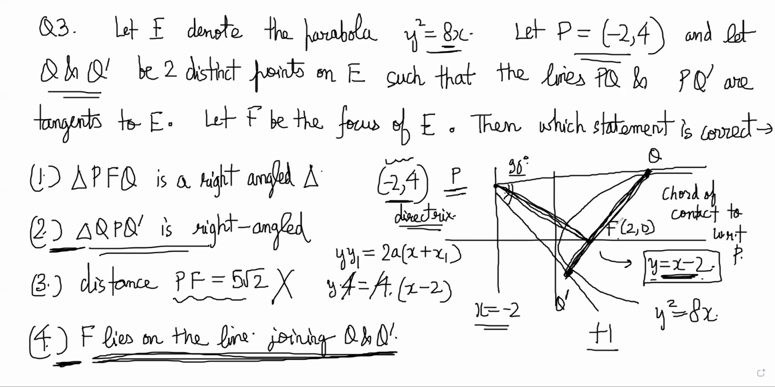That is 4 minus 0 by -2 minus 2. So -4 over 4, so the slope is -1. So the slope of PF is coming -1. The slope of this line is +1. So therefore this angle is 90 degrees. So we get this option as well, right? So this is multi-correct, and options 1, 2 and 4 are correct in this situation, right?